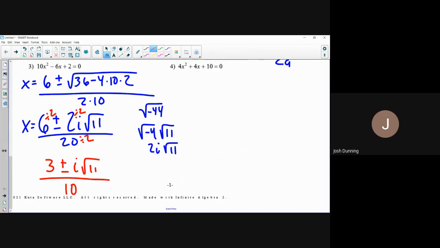Number 4, same idea. x equals negative b. So this time it's actually negative 4, plus or minus the square root of b squared, 16, minus 4 times a, which is 4, times c, which is 10, all over 2 times 4. So you just calculate again the 16 minus 4 times 4 times 10, and we get negative 144.